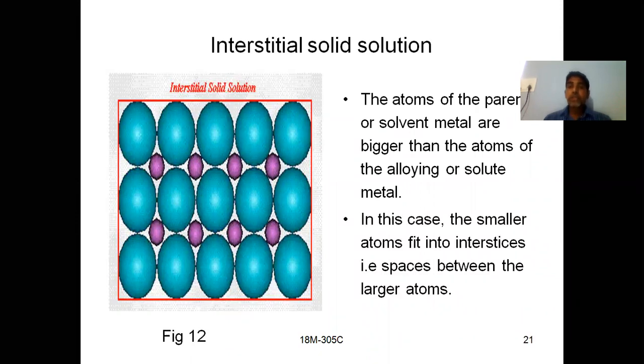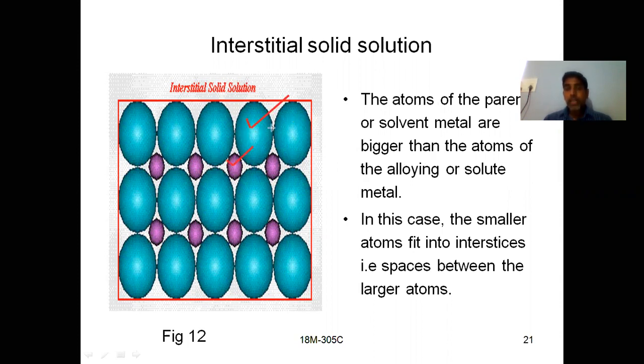And if you go further, what will happen in the interstitial solid solution? In the interstitial solid solution, the atoms of the parent or solvent metal are bigger. If you see the blue and pink ones, the blue are bigger and the pink are smaller. These are the solvent metal atoms and these are the alloy metal atoms.